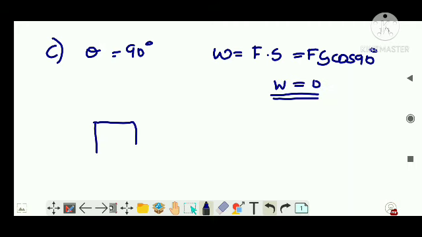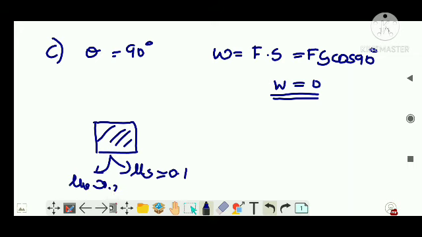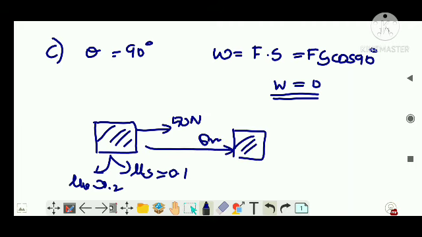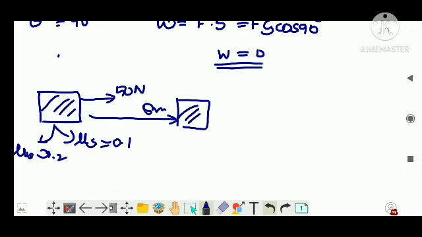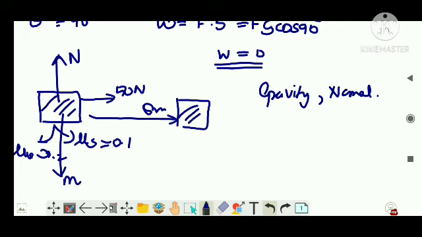This is your block. Let's say, same example I'm taking, the friction mu s is 0.1 and mu k is 0.2 coefficient, and 50 Newton is applied here, with 5 meter displacement for the block to reach here. Here you are asked what is the work done by the gravity and normal, so we'll do that one. This will be normal and this will be gravity, which is mg.